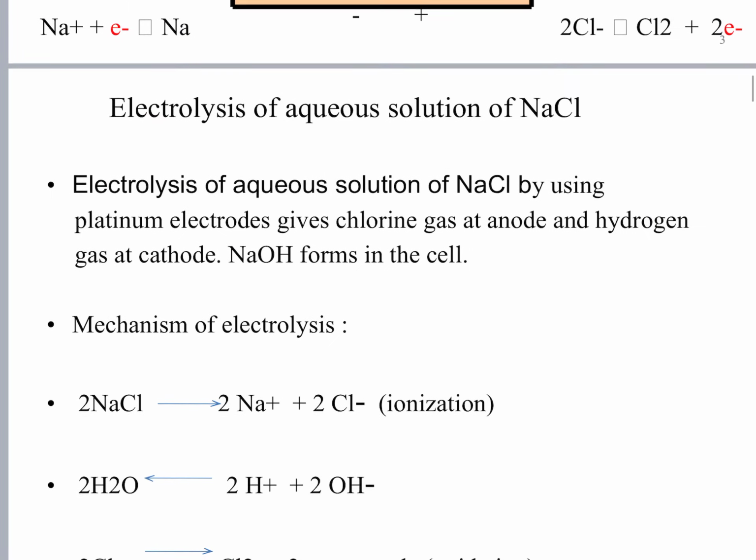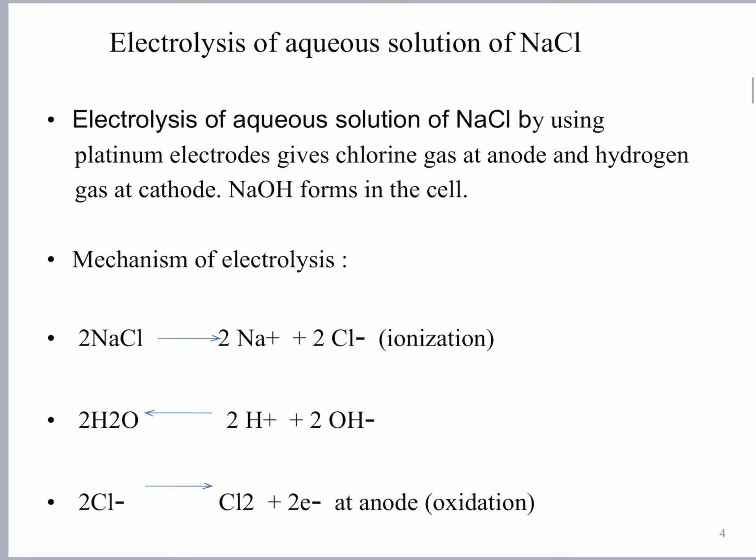Now we'll move on to electrolysis of an aqueous solution of sodium chloride. What we have seen is fused sodium chloride, which contains only sodium ions and chloride ions. Now here sodium chloride is dissolved in water, and when dissolved in water, it dissociates into sodium ions and chloride ions, which we call ionization.